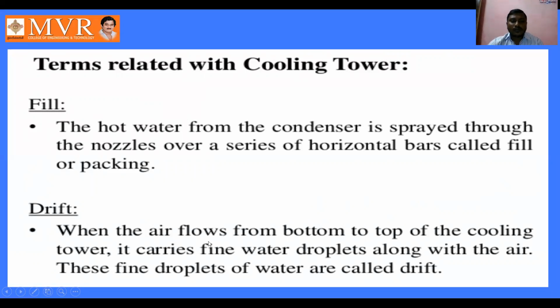When the air flows from bottom to the top of the cooling tower, it carries fine water droplets along with the air. These fine droplets of water are called drift. It means when the hot water is coming down, the air which is moving upwards carries fine water droplets up to the atmosphere along with the air. This is some of the related terms with the cooling tower.